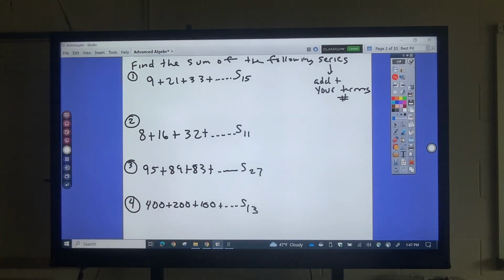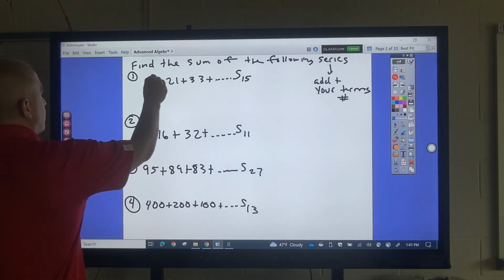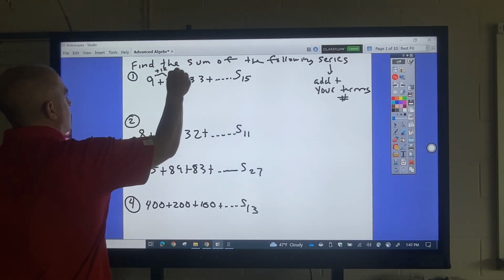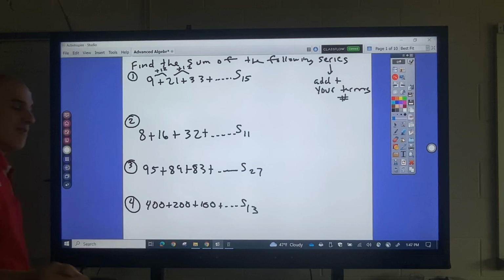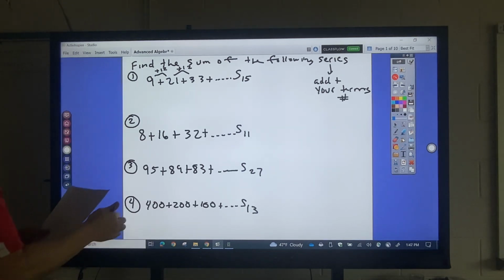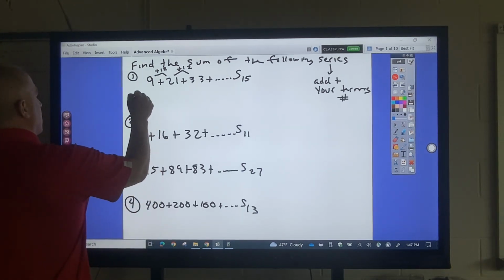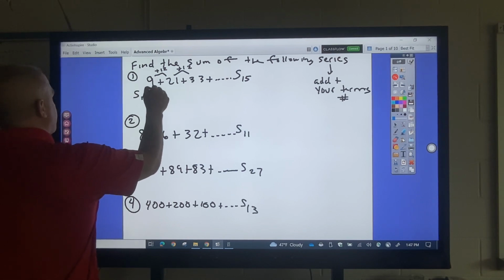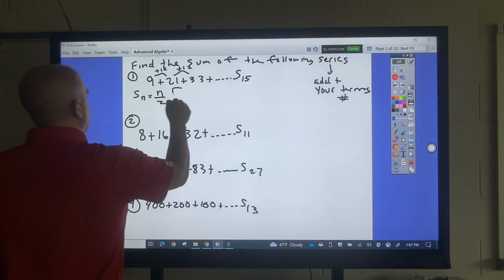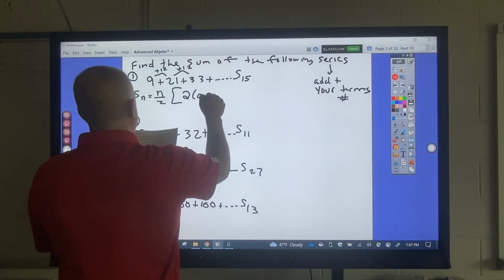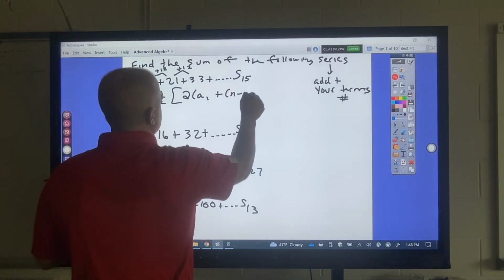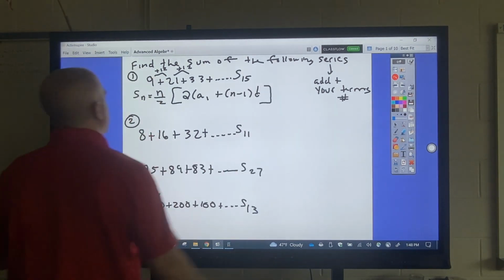Just like before, you want to find whether it's arithmetic or geometric first. So this is plus 12. This is plus 12, so that is arithmetic. The formula for an arithmetic series is this. It sort of looks like the explicit formula. It looks very similar.